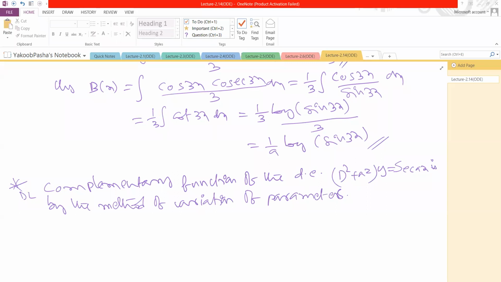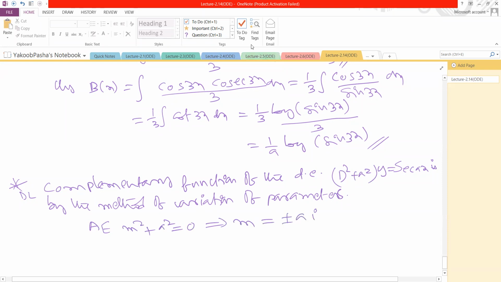First I am taking the auxiliary equation, that is m square plus a square is equal to 0, that is m is equal to plus or minus ai. M is equal to plus or minus ai are the complex roots. So the complementary function yc is equal to c1 cos ax plus c2 sin ax. Okay, this is the complementary function.